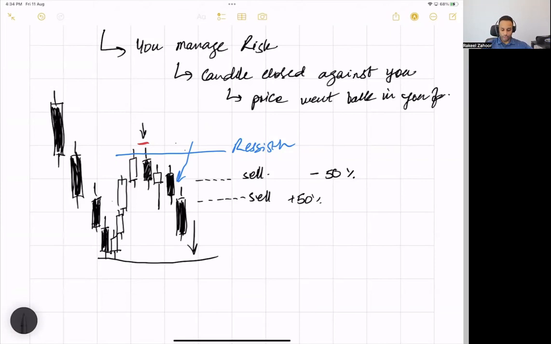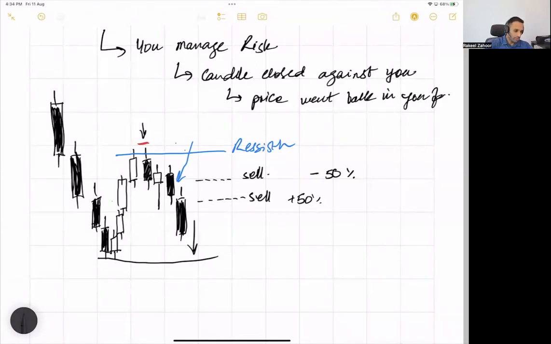What you're saying is, now I'm looking for a second confirmation for price to continue pushing. That's what's happening at this point. Make sense?